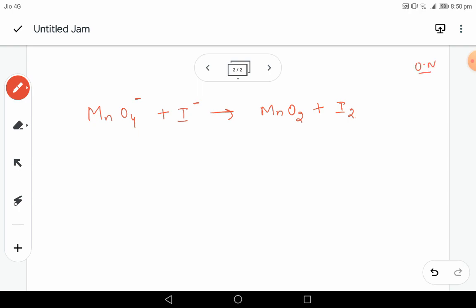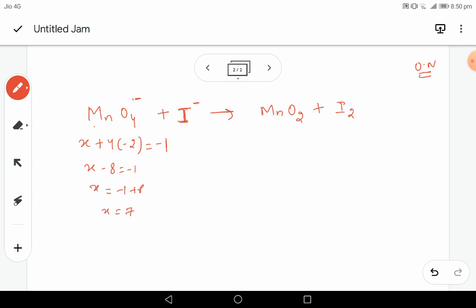We have to find the oxidation number of each. So Mn and O: we are more confident about O. So Mn we will take to be X. Oxygen is 4, the oxidation number of oxygen is -2, and since it is in ionic form, the charge is -1, so this will be equal to -1. So x minus 8 is equal to minus 1, x is equal to minus 1 plus 8, and x is equal to 7. So we have found the oxidation number of manganese, that is plus 7.